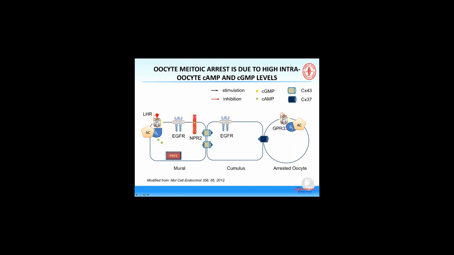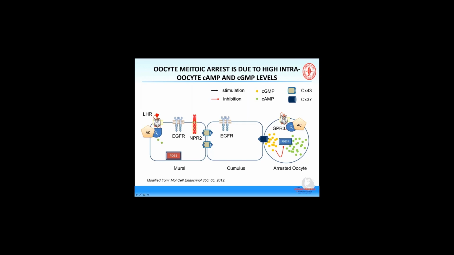So in the resting state, you have very little cyclic AMP being made in the mural granulosa cell because the LH receptor is not active. You have a lot of cyclic AMP being made in the oocyte because GPR3 is active. We don't know what the ligand for GPR3 is. Maybe there is no ligand. Maybe it's just active on its own. But there's a lot of cyclic AMP in the oocyte because of that.